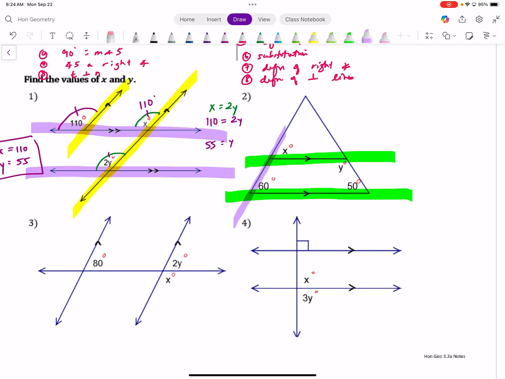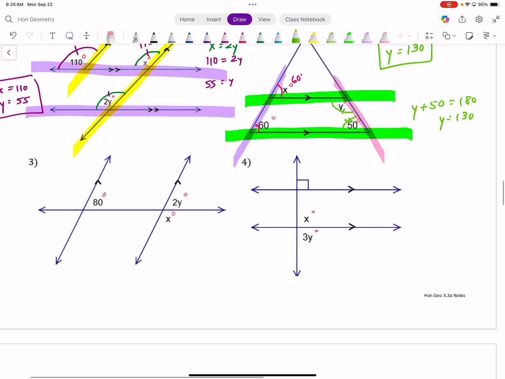So we got our two parallel lines. Here comes a transversal. This angle and this angle are corresponding angles. That means they are congruent. So x has to be 60. And then over here, let's do pink for this transversal. These are same side interiors, which are supplementary. So we know that y plus 50 has to be 180, so y's got to be 130. So x is 60, y is 130.